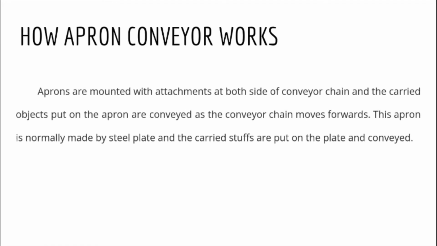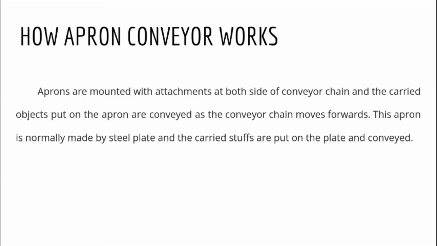How apron conveyor works. Aprons are mounted with attachments at both sides of the conveyor chain, and the carried objects put on the apron are conveyed as the conveyor chain moves forwards. This apron is normally made of steel plate, and the carried stuff is put on the plate and conveyed.